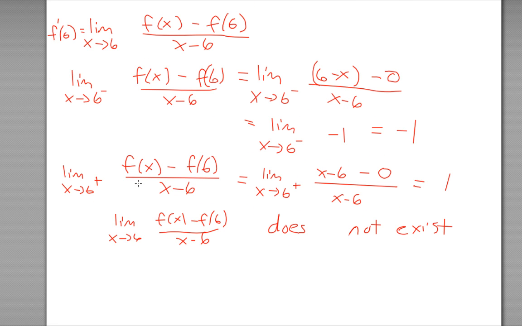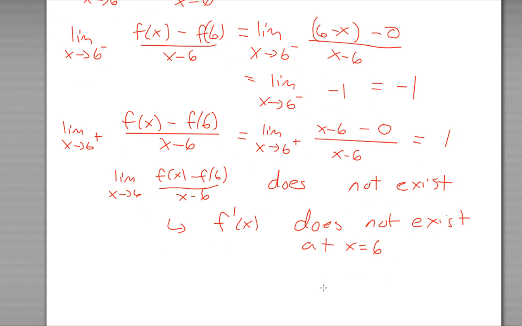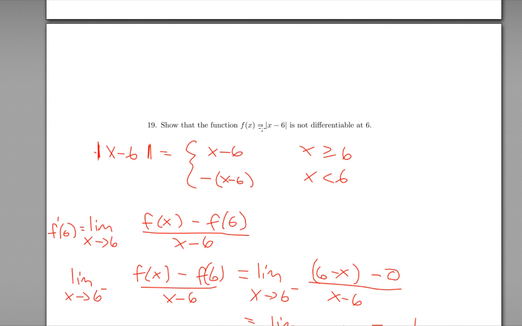Therefore, f prime of x does not exist. That limit that is the definition of what the derivative is does not exist at x equals 6. Therefore, f of x is not differentiable at 6, which is exactly what they wanted us to show. Right? Show the function is not differentiable at 6.